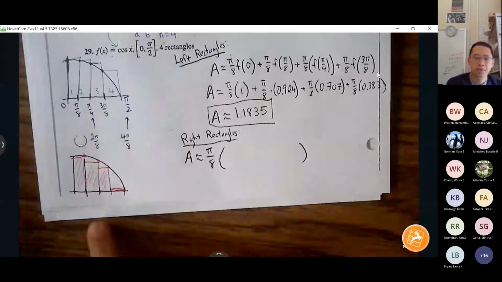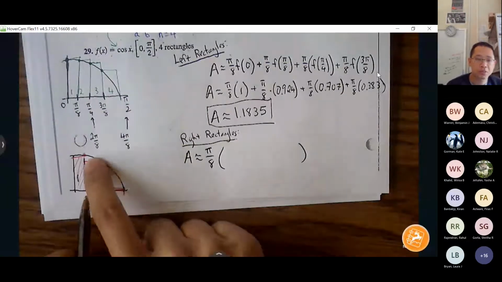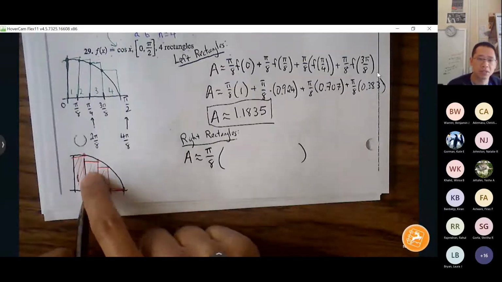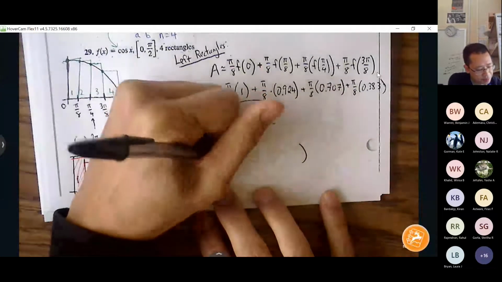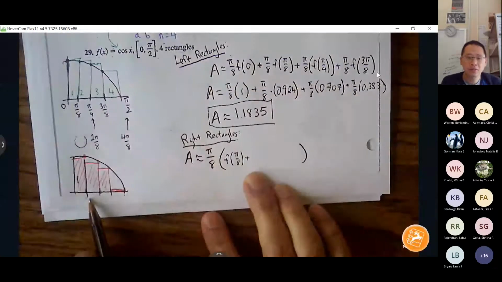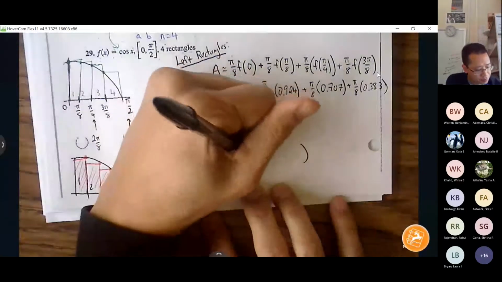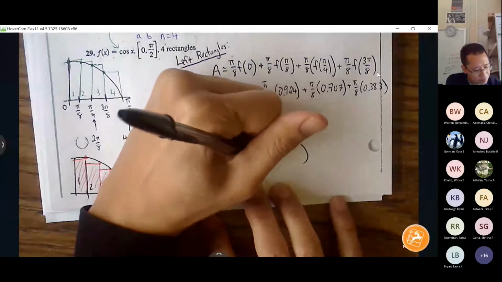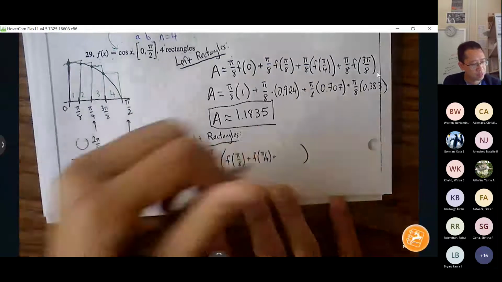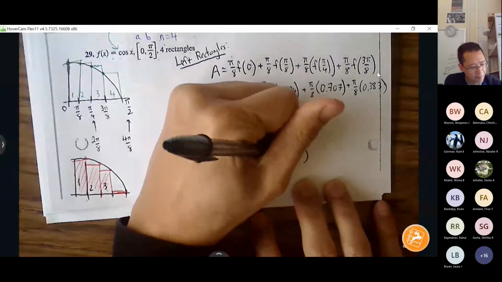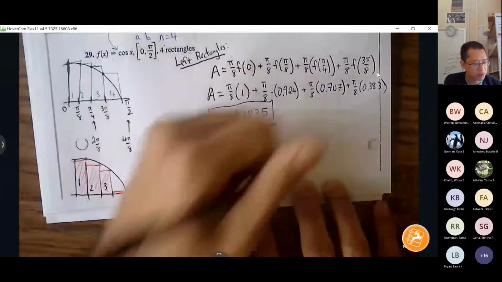one by one. So first rectangle, I don't want to choose f of 0. I want to choose pi over 8. So f of pi over 8 will dictate the height of my first rectangle. Second rectangle, I'm going to use f of pi over 4. Third rectangle, I'll use f of 3 pi over 8. And the last rectangle, I'll use f of pi over 2.